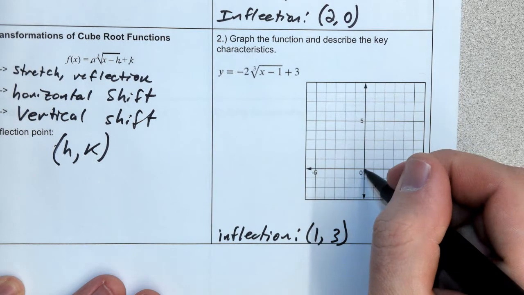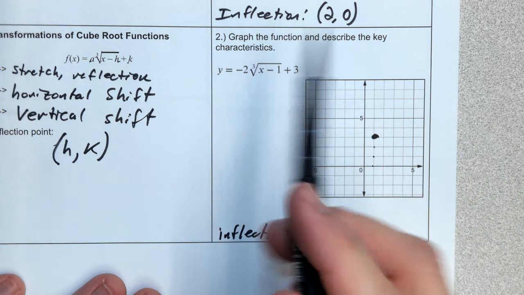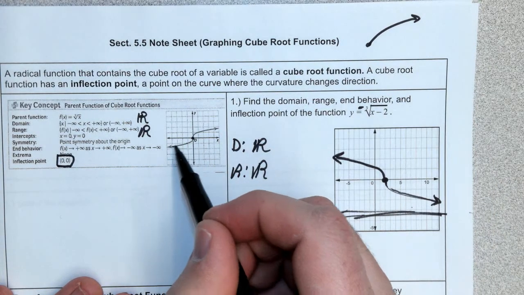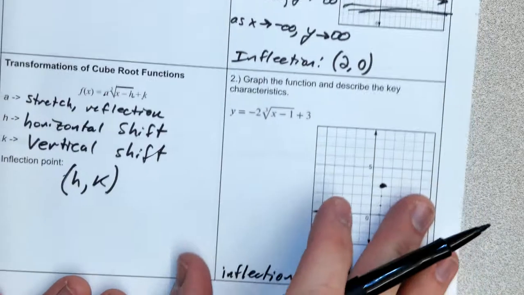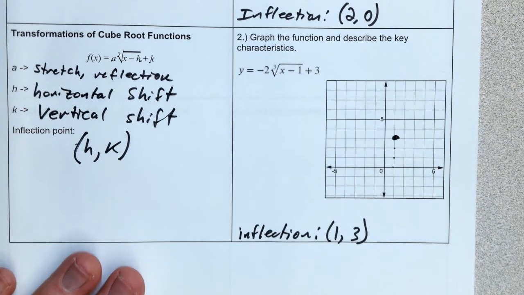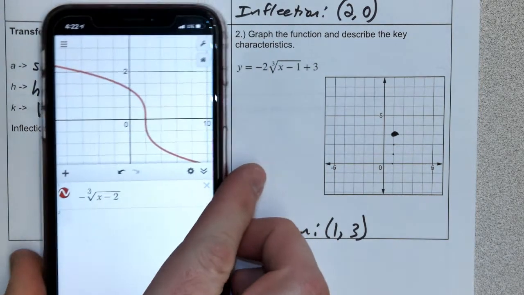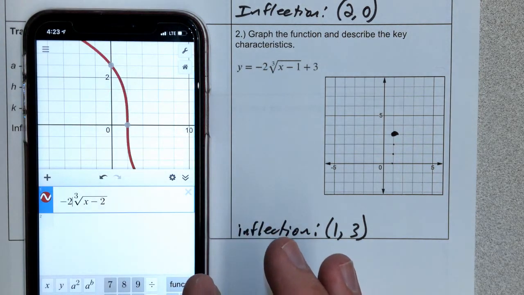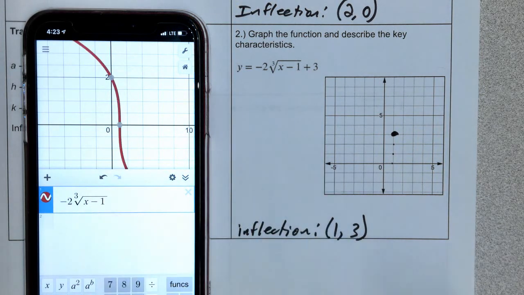So I can go right to my graph and go 1 over and up 3. There's where my inflection point is going to be. This is going to be reflected because of the negative. So instead of going up from left to right like the parent function does, it's going to look like this. It's going to go down from left to right. Right? So there's some things that we can get just by looking at the function here. So what we're going to do is take Desmos here and graph this function. So we'll type in -2 cubed root of x minus 1 plus 3.